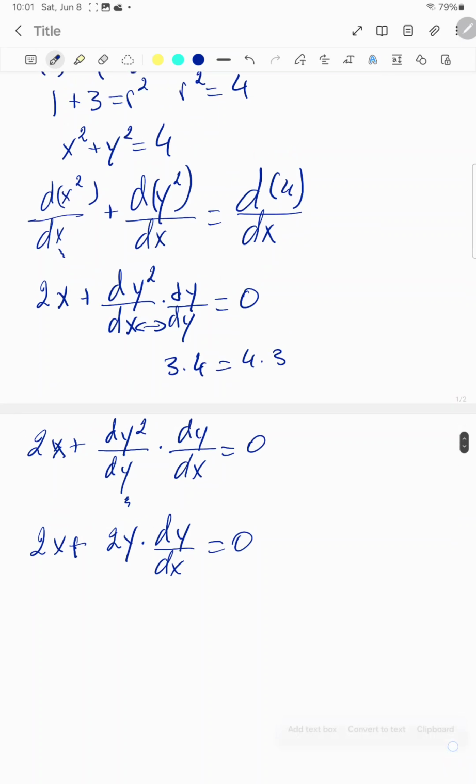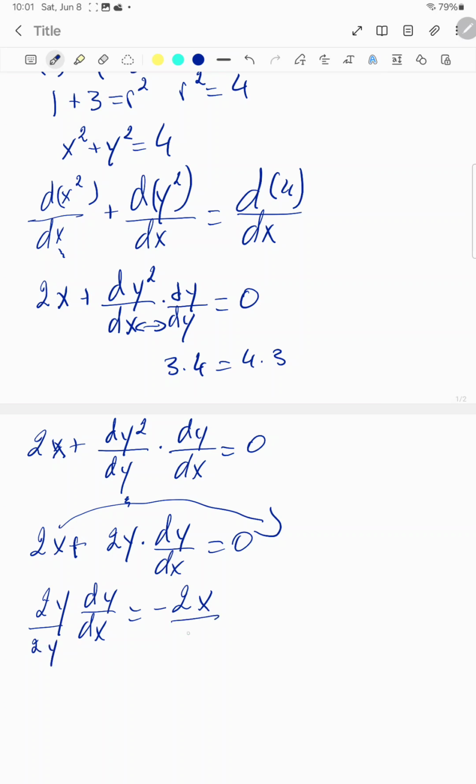Now I want dy over dx, so I want to isolate my dy over dx. So I will bring my 2x to the other side of my equality. So 2y dy over dx is equal to minus 2x. And I can divide both sides by 2y. So my dy over dx would be minus 2 divided by 2, which is minus 1, times x over y.